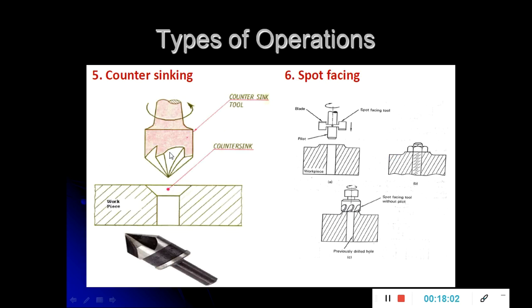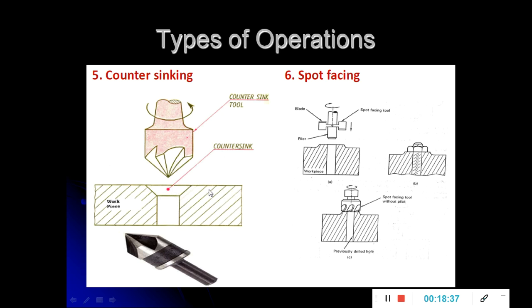Now the counter sinking operation is similar to the counter boring operation, the only difference being that here the end of the hole is increased to a larger diameter for some extent with a conical shape. Okay, there it is a rectangular or circular shape, here it is a conical shape. So counter sinking is the operation of increasing the diameter of the hole at the end of the workpiece through some extent in a conical shape to accommodate conical headed bolts.